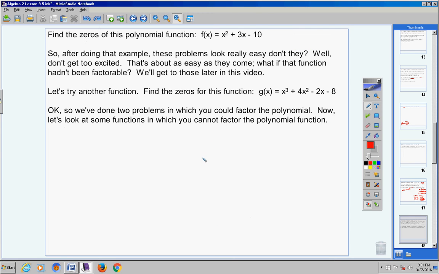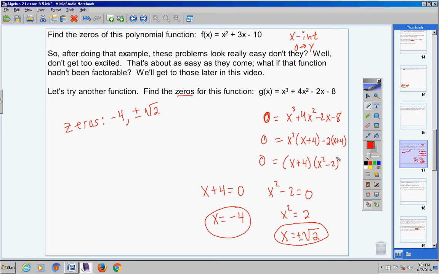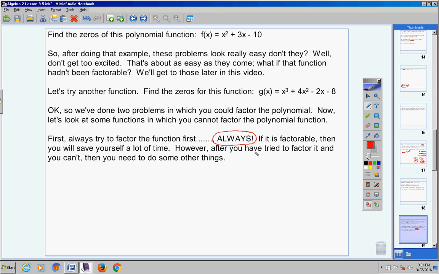Okay, so we've done 2 problems in which you could factor the polynomial, right? Now let's look at some functions in which you cannot factor the polynomial. And this is where it gets really crazy, okay? So dig in and get ready to take some really good notes. First, always try to factor the function first. Always. That's what we did right here, right? We factored. Correct. That's what we did up here. We factored. Right? Always try to factor first.